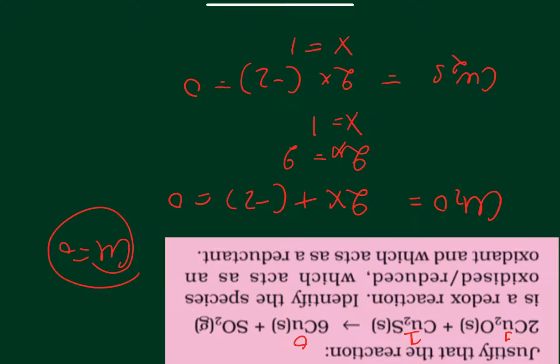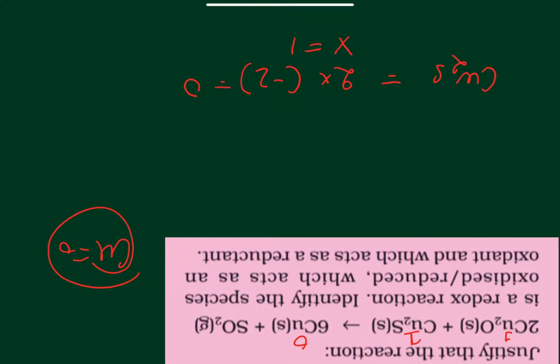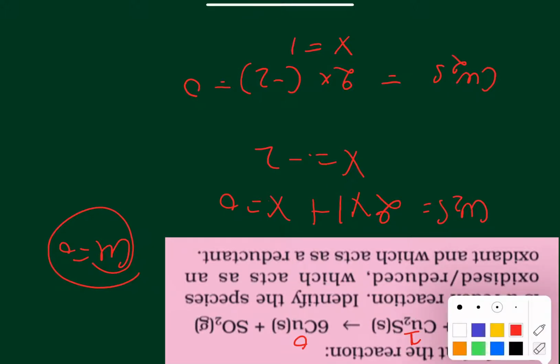Now let us find the oxidation states for oxygen and sulfur as well. We have got the oxidation state for copper. We will now find the oxidation state for sulfur and oxygen. So for sulfur, let's do the first case. Cu2S, you already know copper's oxidation state is 1. So 2 into 1 plus x is equal to 0. So x is equal to -2. So here your sulfur oxidation state is -2.